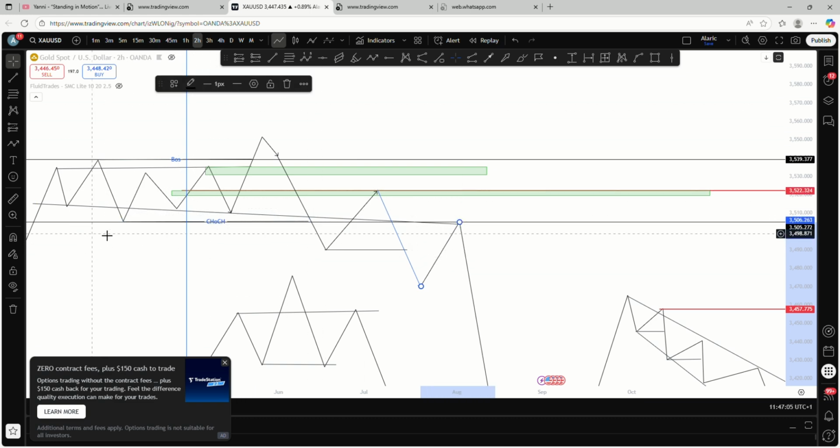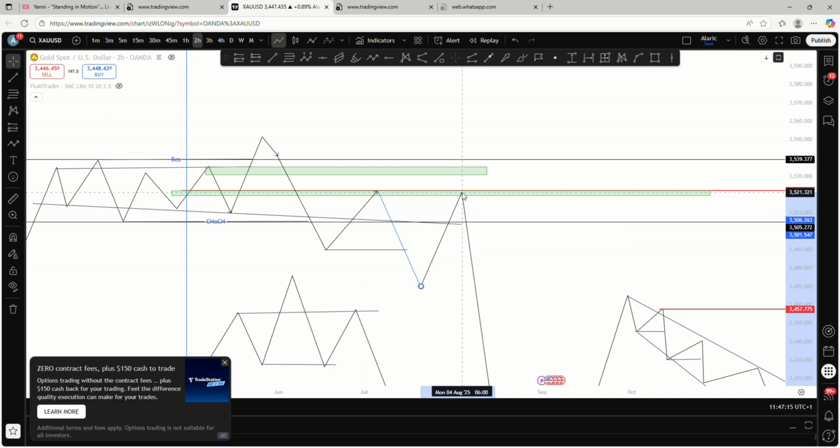This change of character is what you just need to mark out. Your change of character being your entry, your stop loss being above here. The reason your stop loss is above this high is because this market can go as high as this level to retrace this level before going down. That is making a double top.